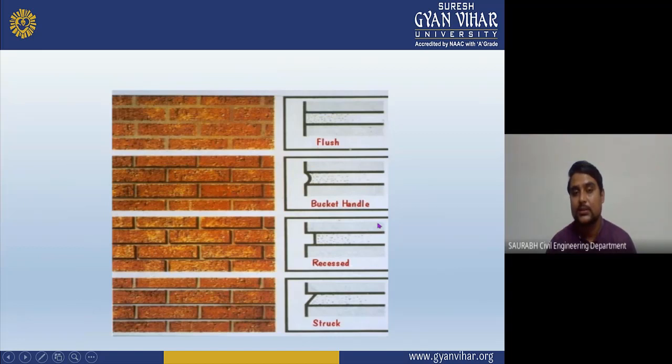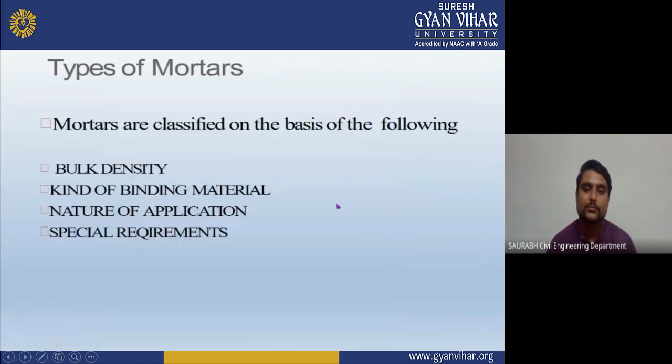As you can see here, these are the different kinds of mortar work which have been done for the exterior wall. Now we will see the types of mortar. Mortar is classified on the basis of the following. First one is the bulk density, kind of binding material, nature of the application, and special requirement. So as you can see here, mortar is classified on the basis of four points.